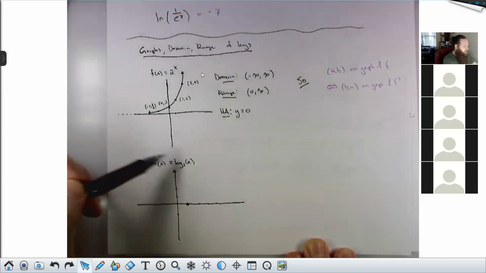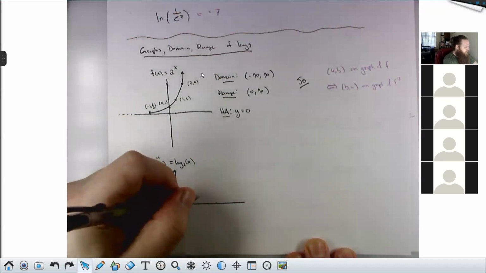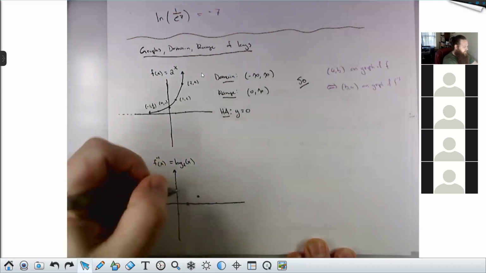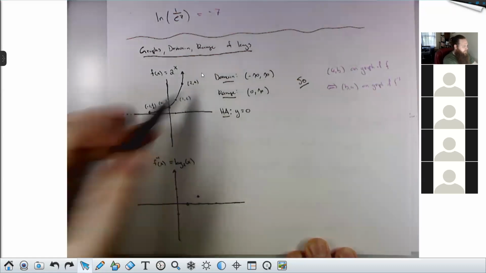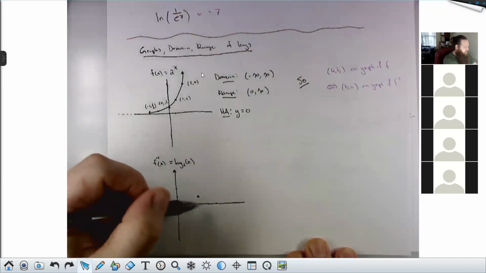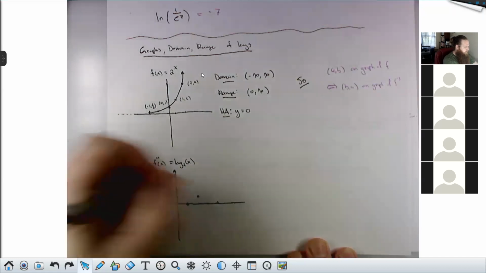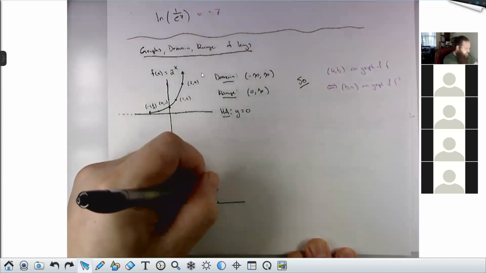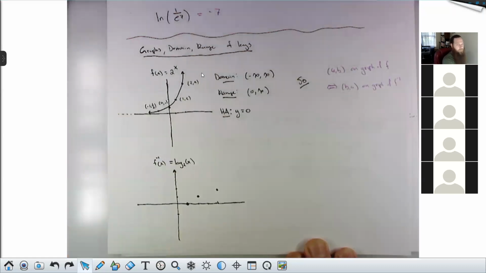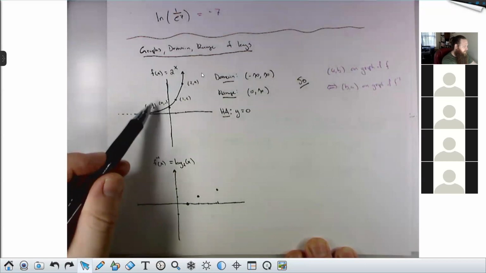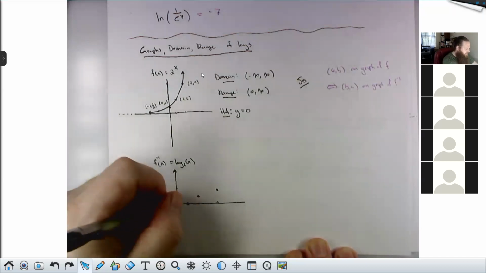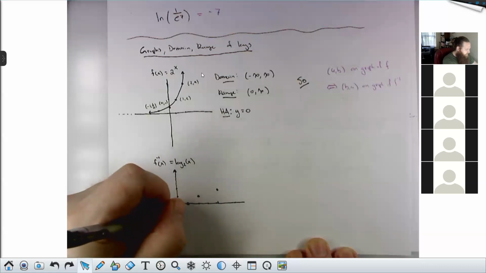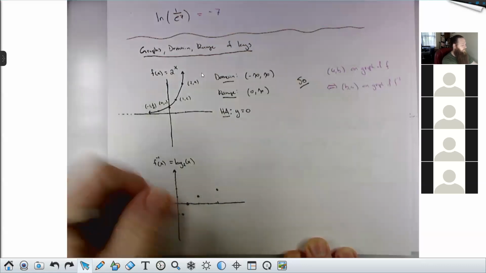(1, 2) is on the graph of f, so (2, 1) is on the graph of f inverse. (2, 4) is on the graph of f, so (4, 2) is on the graph of f inverse. And then what about this guy, (-1, 1/2)? If I flip that over, that becomes (1/2, -1). So like here's 1/2, here's (1/2, -1).